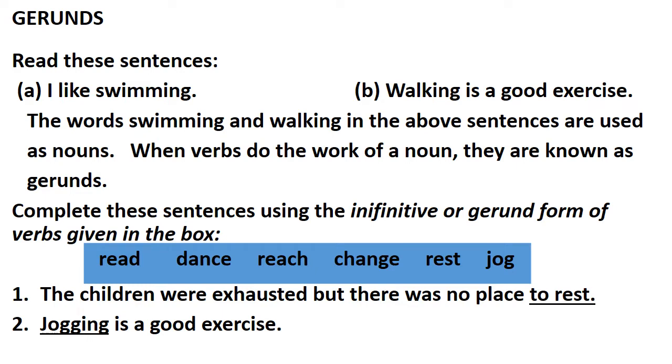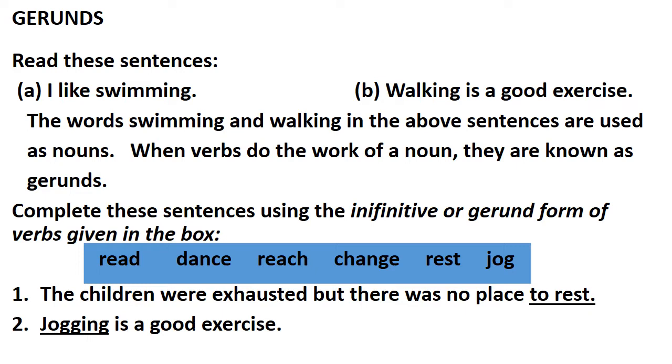Now in the sentences given here, I like swimming. The second sentence given here is walking is a good exercise. The words swimming and walking in the above sentences are used as nouns, because in the first sentence, swimming is considered as a name of an activity, and in the second, walking also is considered as a name of an activity. So when verbs do the work of a noun, they are known as gerunds.